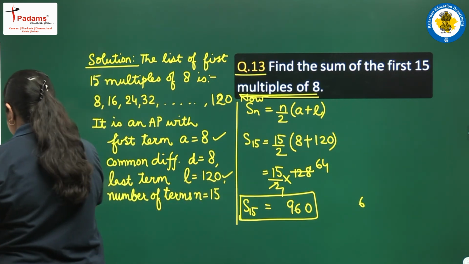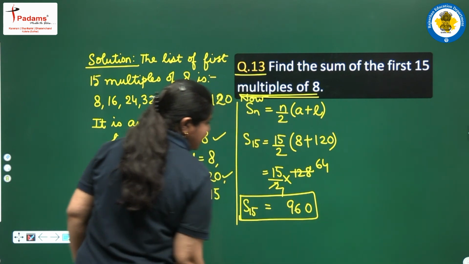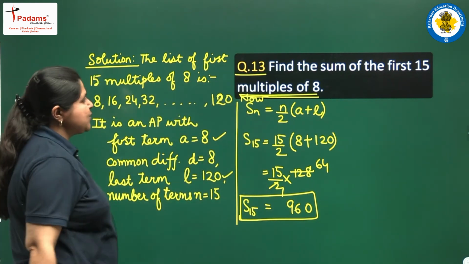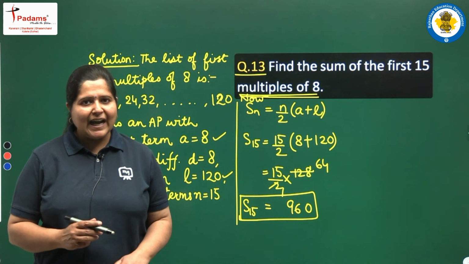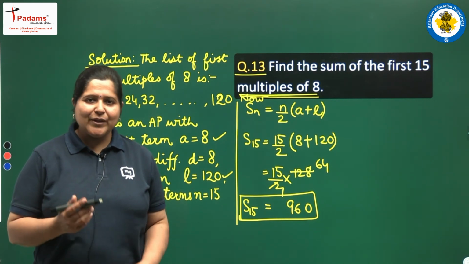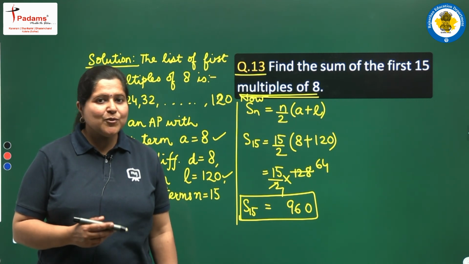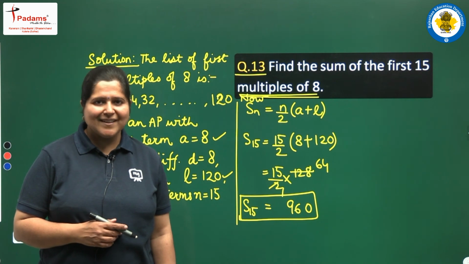Let me remove this from here to get a fresh board. And so these were questions number 9 to 13 from exercise 5.3. I hope all these questions are clear. You can practice these questions once again. Soon we will meet again with the next questions. Goodbye then.